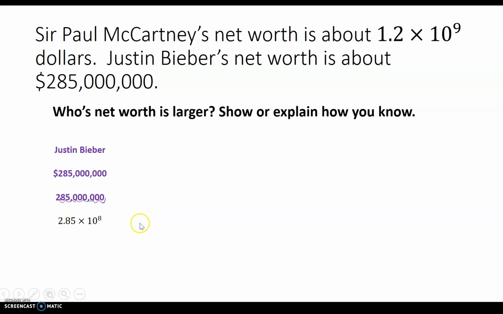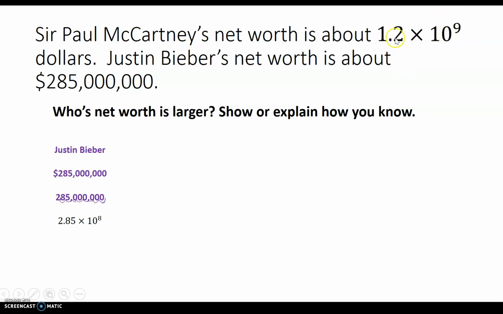But what you might notice is, if you're comparing 2.85 times 10 to the 8th with 1.2 times 10 to the 9th, sometimes people get a little mixed up because they're seeing, wait, Justin Bieber has 2.85, so shouldn't he have more money? But we know from the previous method that Sir Paul McCartney was the one with more money. So hopefully you're realizing that we need to look at the exponent.